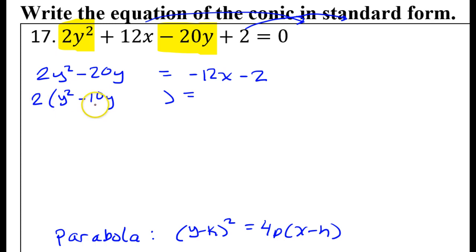Half of this is negative 5. Square it, that's positive 25. Well, actually, it's not a positive 25. Hold on, let me copy this down first. So I've got negative 12x minus 2. It looks like a positive 25, but this is really 2 times 25. So this is really 50. So that's why I need to add 50 on the right-hand side to balance that out.